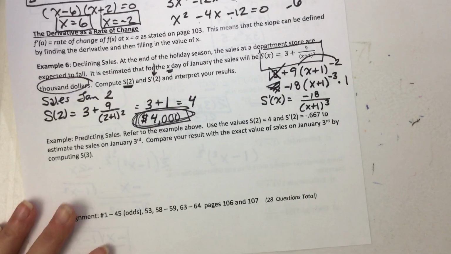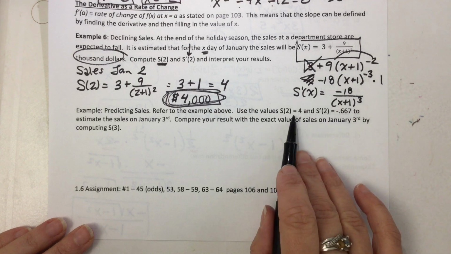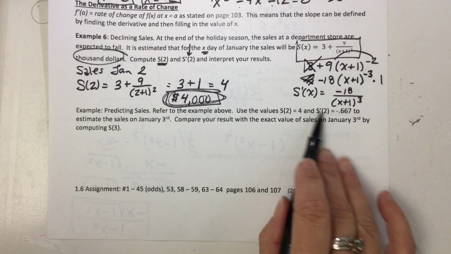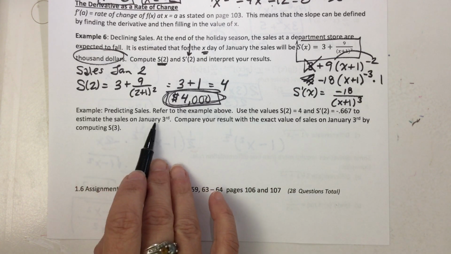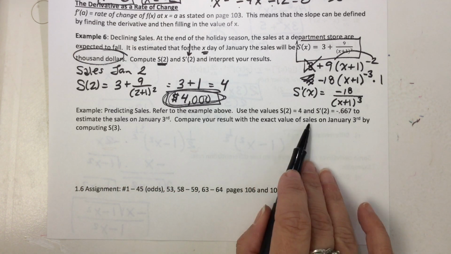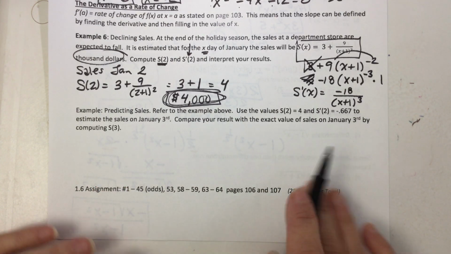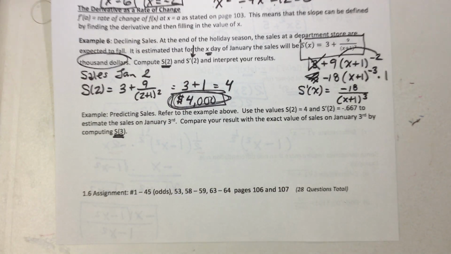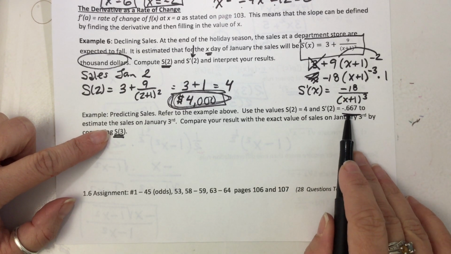Let's look at another one. Predicting sales. Refer to the example above. Use the values. Hey, we got that. Okay, so use the values S of 2 equals 4. And when we put in the derivative, we have that -2/3 to estimate the sales on January 3rd. Compare your results with the exact value of sales on January 3rd by computing S of 3. So what they want you to do is go ahead and figure out what your sales would be on January 3rd. What this is telling us is how much we're dropping per day.